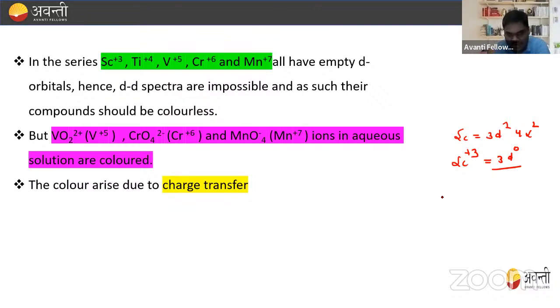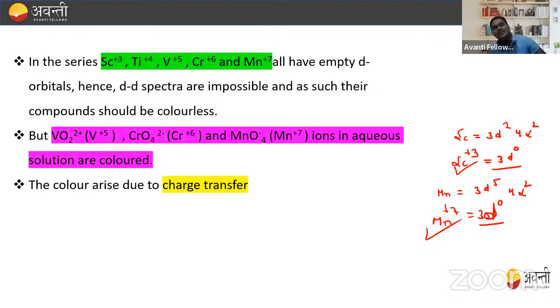Similarly, if I'm talking about Mn plus 7, Mn has electrons like 3d5 and 4s2. So if you remove all these 7 electrons, it will become 3d0, right? So we can say that scandium, titanium, vanadium, chromium plus 6, manganese, they all have an empty d orbital, hence d-d spectra are impossible and such compounds should be colorless, right?